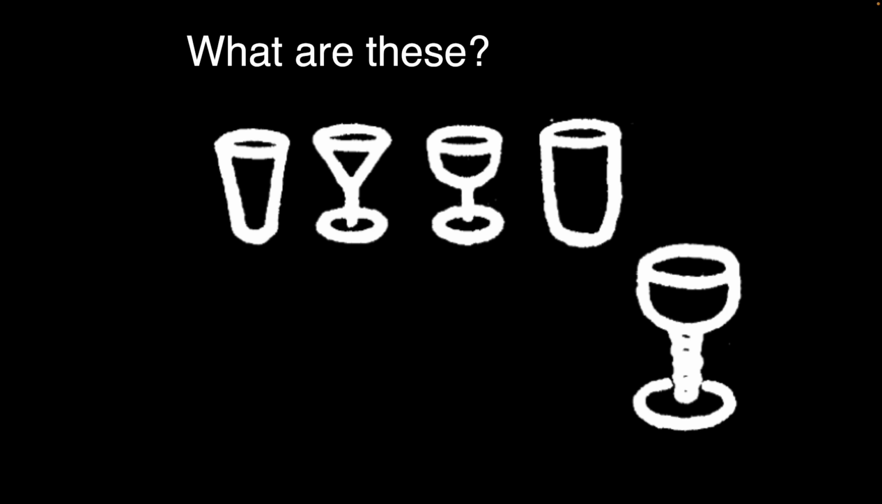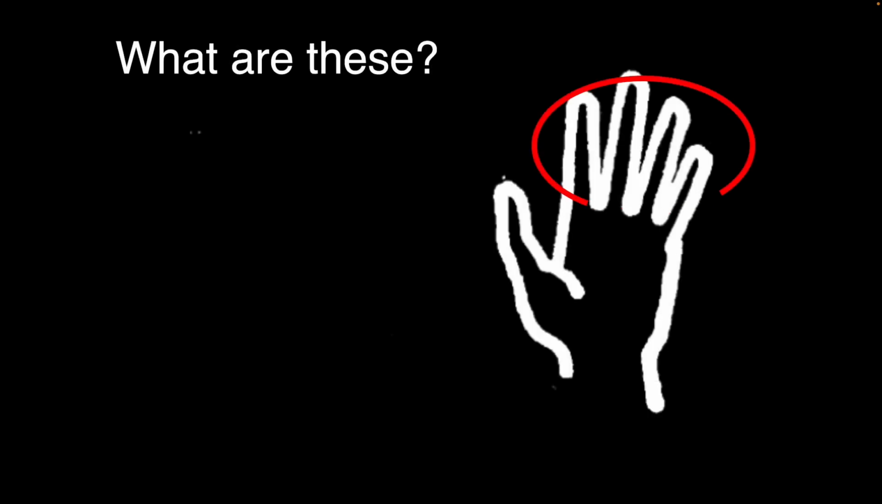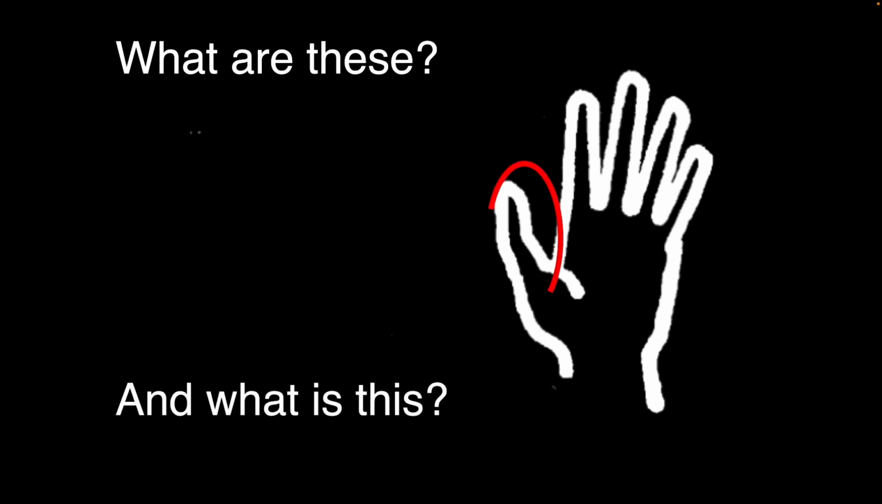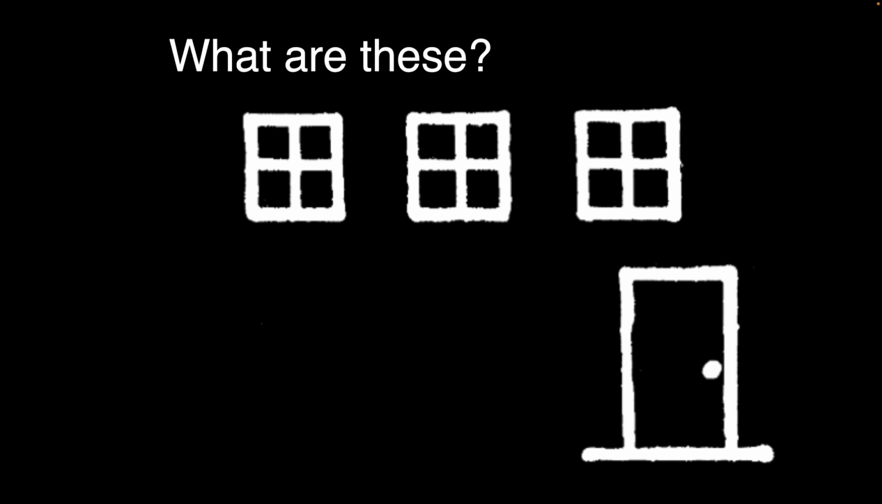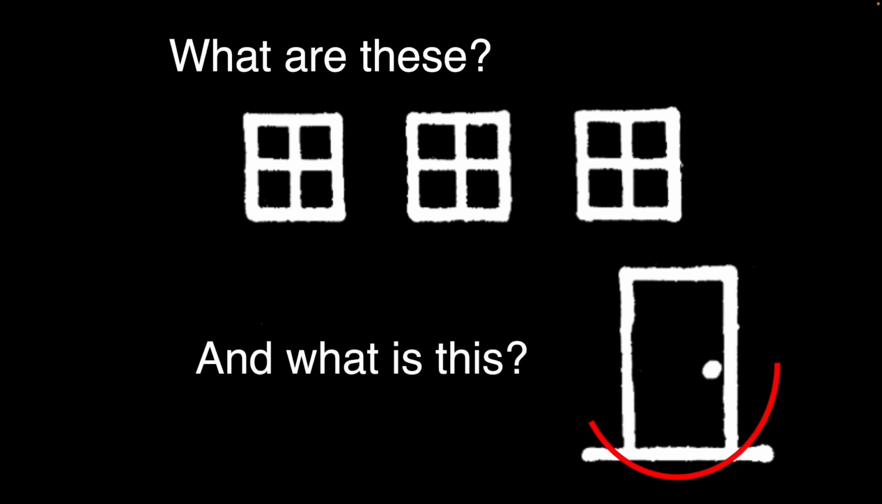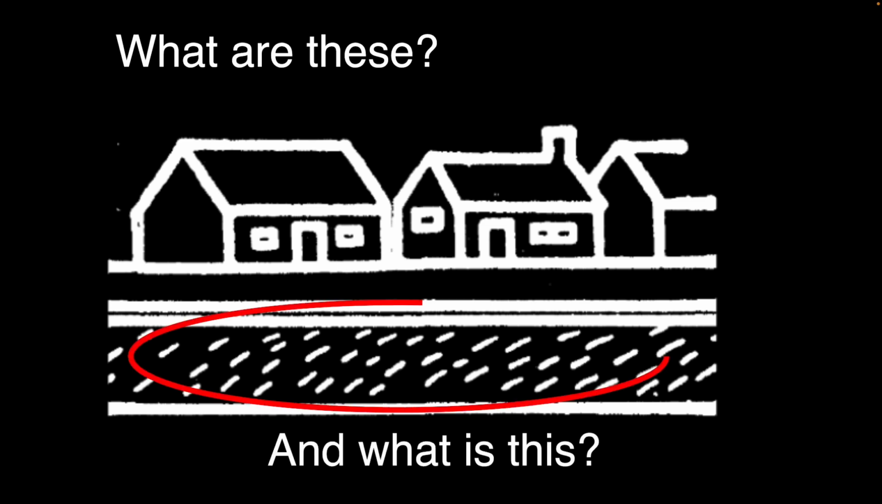Those are 4 glasses. And what is this? That is a glass. What are these? Those are fingers. And what is this? That is a thumb. What are these? Those are 3 windows. And what is this? That is a door. What are these? Those are houses. And what is this? That is the street.